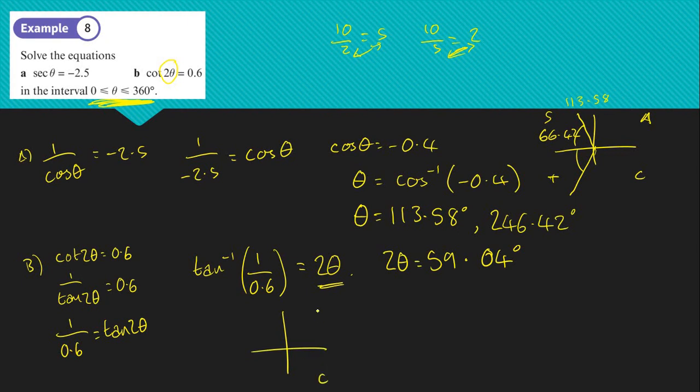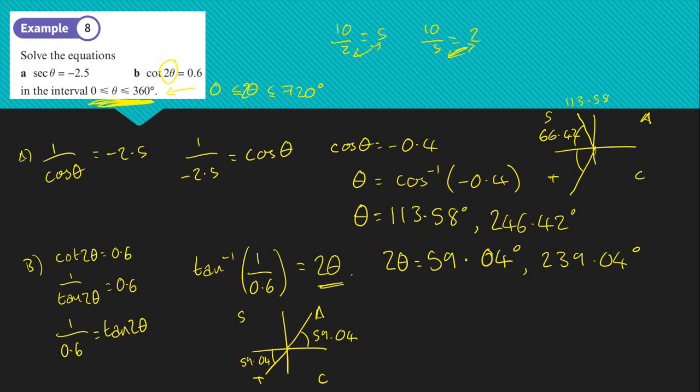So we've got C, A, S and T. Well, this one here is 59.04, and so here 180 plus 59.04 is going to be 239.04 degrees. Not only that though, because this is a 2 theta, our domain, you could consider it to go from 0 to 720.